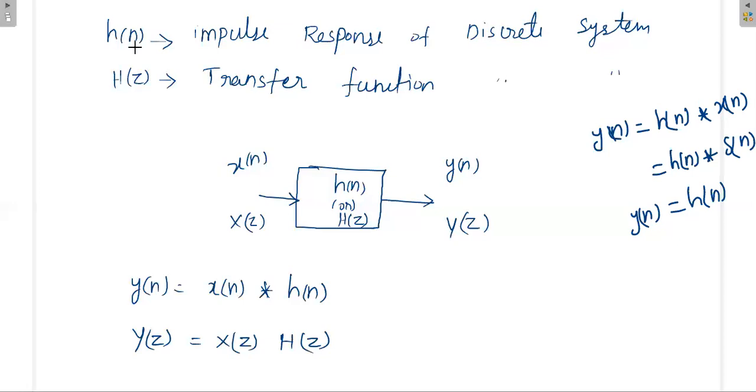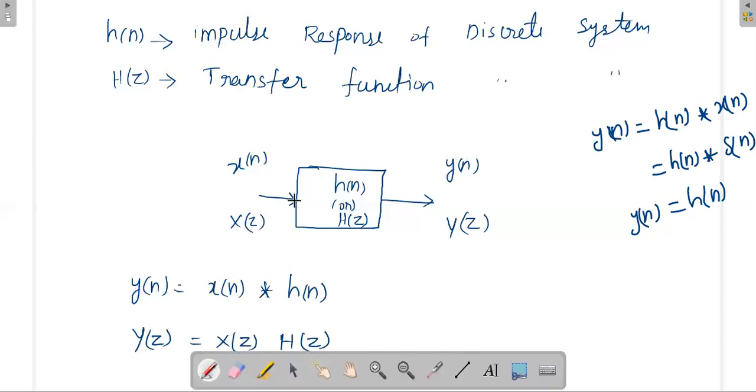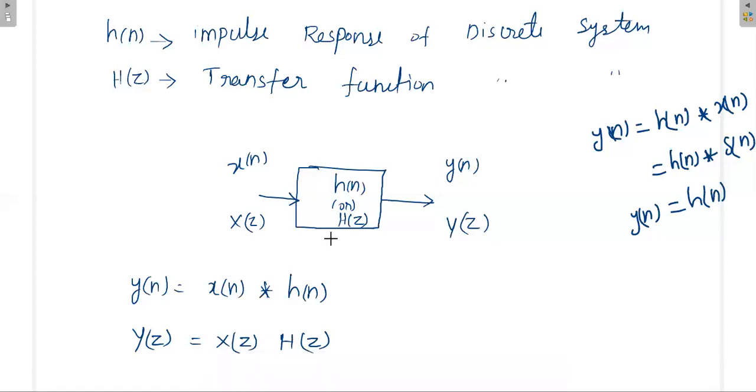If you take the z transform of that, that is h of z, it is called the transfer function. So the system is defined either in terms of h of n or h of z. The input is either x of n or x of z, that is just the z transform. Similarly, the output is defined either as y of n or y of z. We know that y of n is equal to x of n, the input, convolved with the system h of n. Otherwise, in the z domain, the convolution becomes multiplication: Y of z is equal to X of z times H of z.